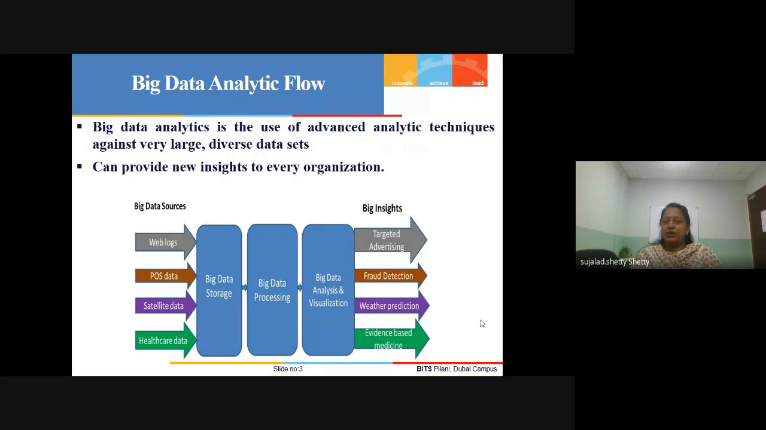So it has become a very powerful medium. That is why there is a lot of focus on this. So from this analysis and visualization, there can be different applications. One very important thing is targeted advertising. So this is something that all companies are doing.